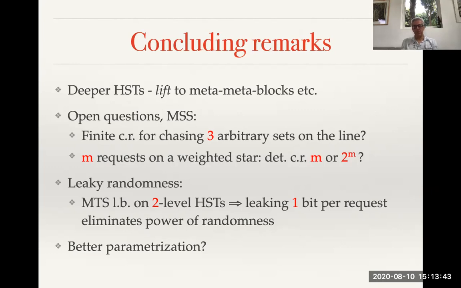One of the simplest questions that we haven't determined the competitive ratio for, even asymptotically or within the ballpark, is this: think of an arbitrary weighted star metric with m possible requests. We don't know if the deterministic competitive ratio is linear in m or exponential in m.